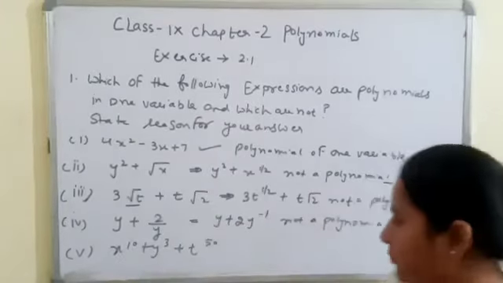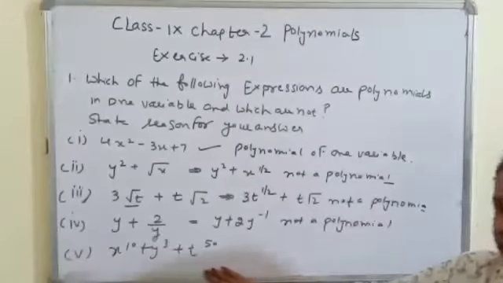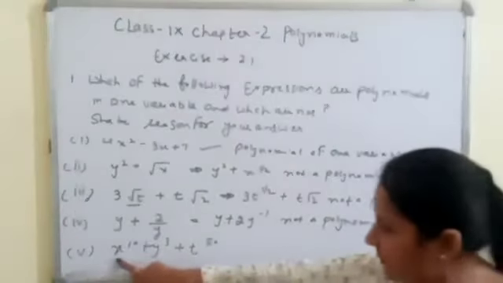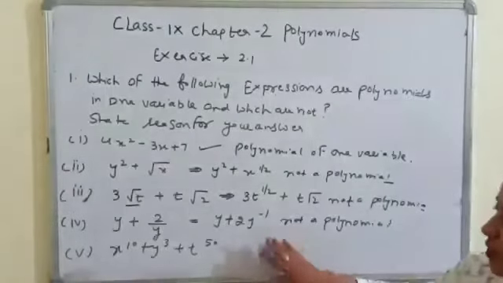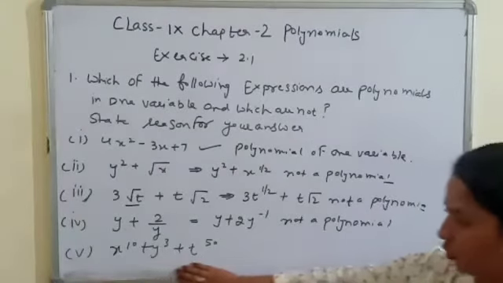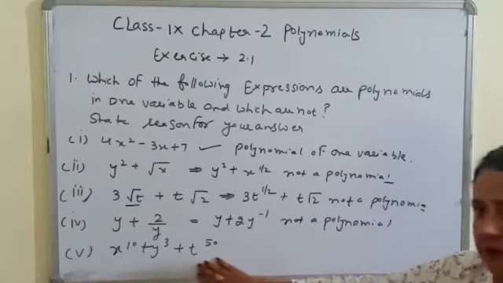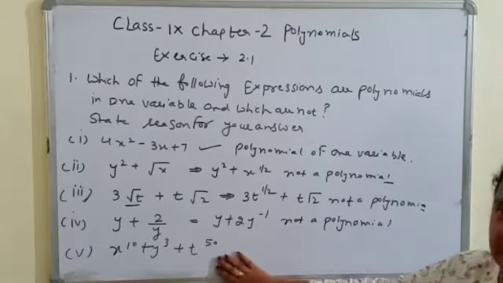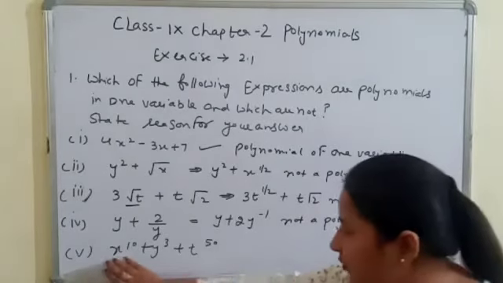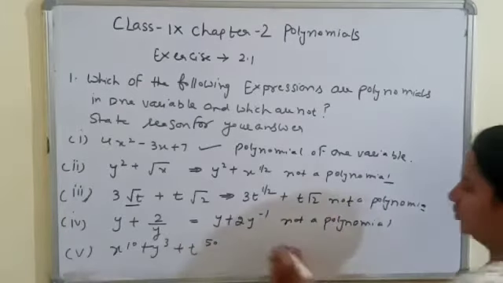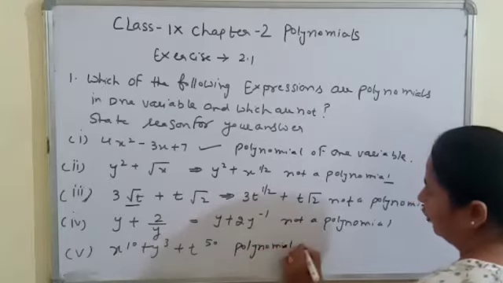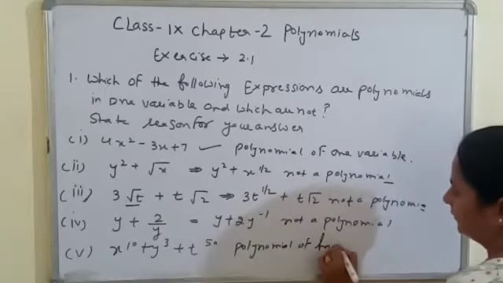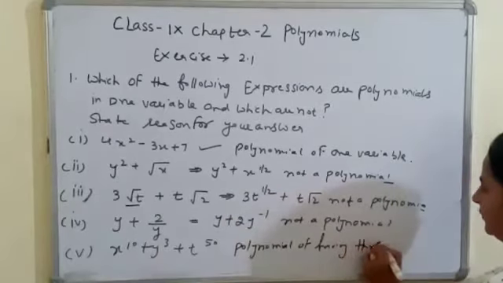The last one is x power 10 plus y power 3 plus t power 50. You can see in these three terms they all have the power in the form of whole numbers, natural numbers. So we can say this is a polynomial, but this polynomial has three variables. These are x, y and t. This is a polynomial having three variables.